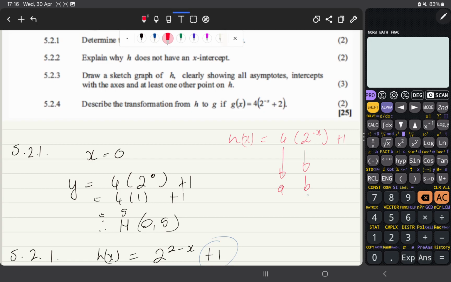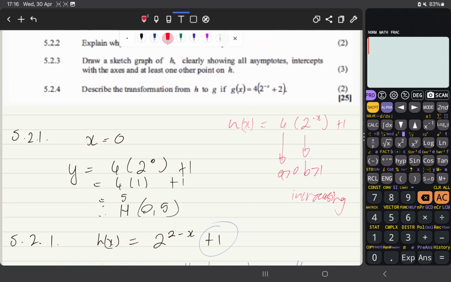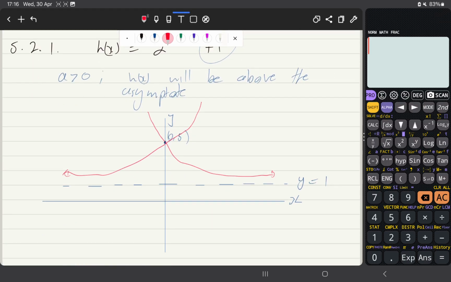So there was this rule that if B is greater than 1 and A is greater than 0, we have an increasing function. Yes, so B is greater than 1, A is greater than 0, it's an increasing function. Right, which is the case here. So for an increasing function, we follow this straight line of an increasing, that means our graph is going to be something like this.